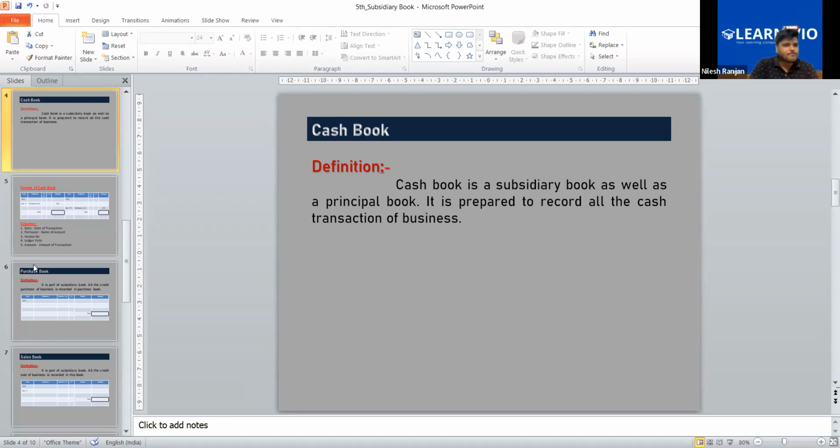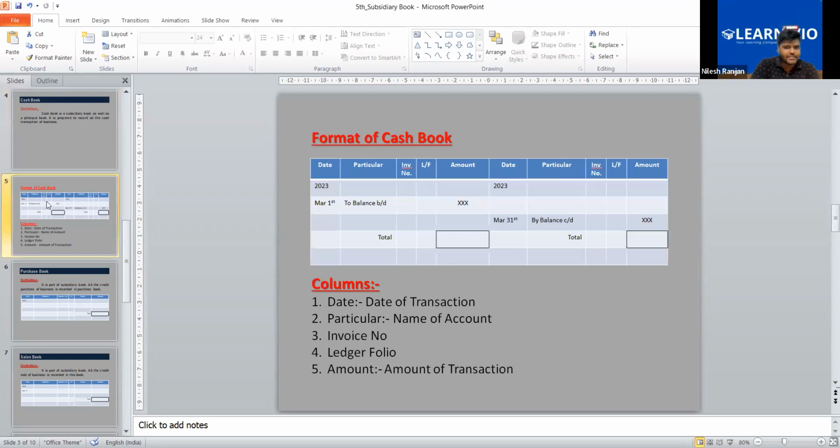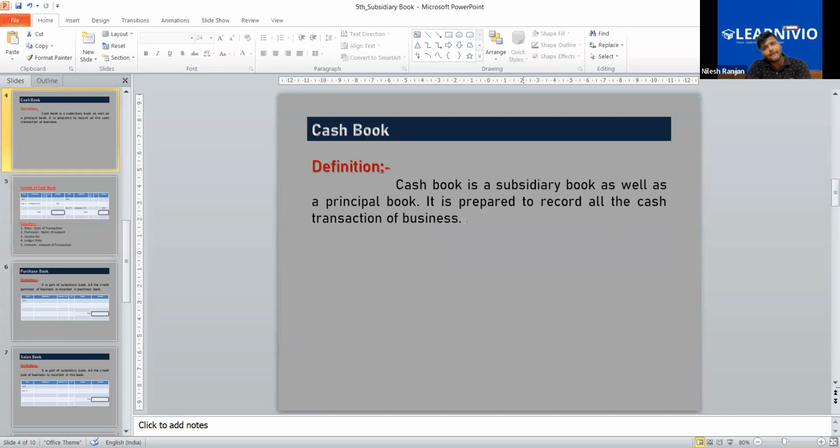Okay, let's understand this now. You can see this is the format. Sir, I didn't write the definition of cash book. Okay, write it and then we'll write the format.